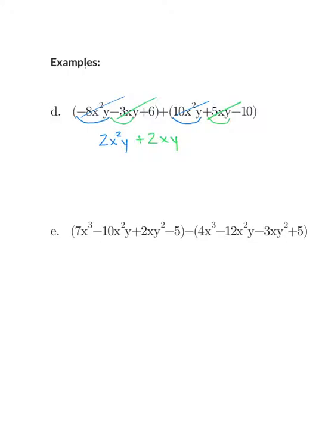And then finally, we have the constant term 6 and negative 10 combine to give us negative 4. Different signs, subtract, keep the sign of the larger number. So our final answer is 2x squared y plus 2xy minus 4.